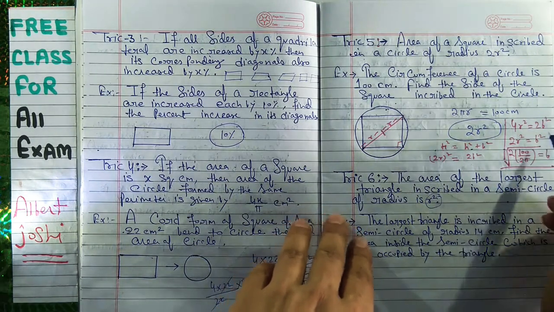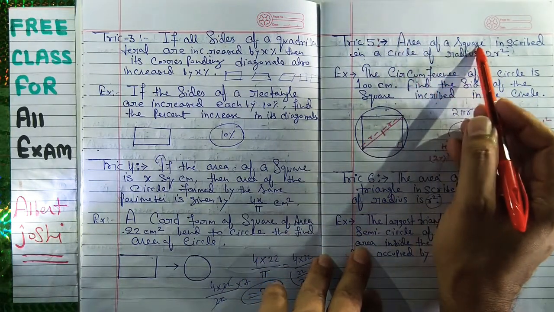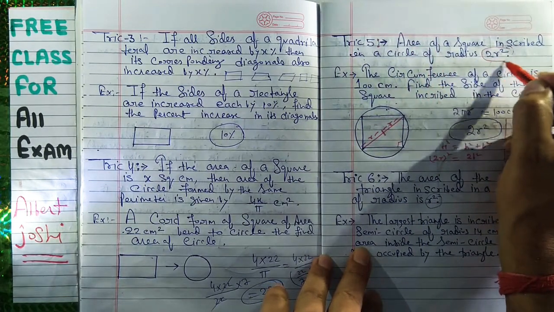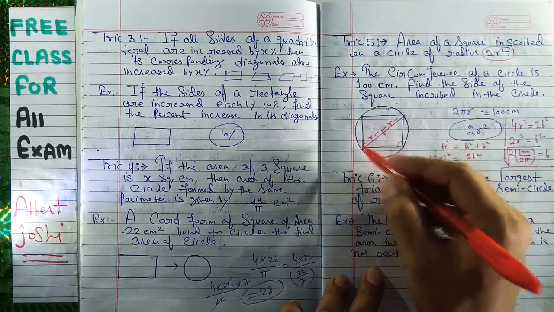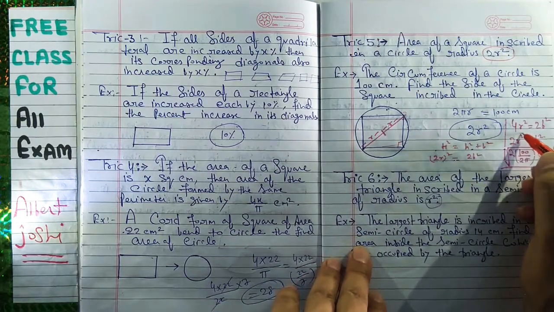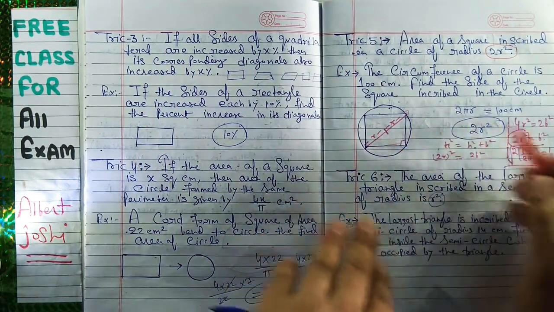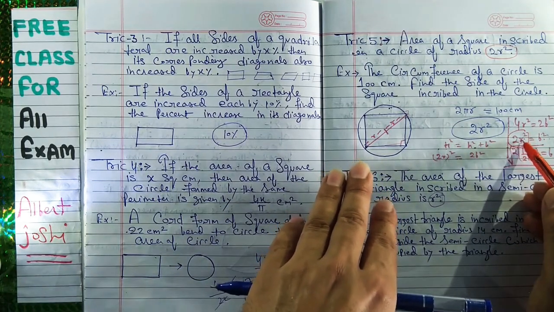You can also see in the previous question what we have written, area of a square. By the help of this trick, the area of a square is equal to 2r square, and you can see this is a square, and square area is equal to side square, and side square is equal to 2r square. So this and this both are same. So once you have the area of the square, then you can also calculate the side.